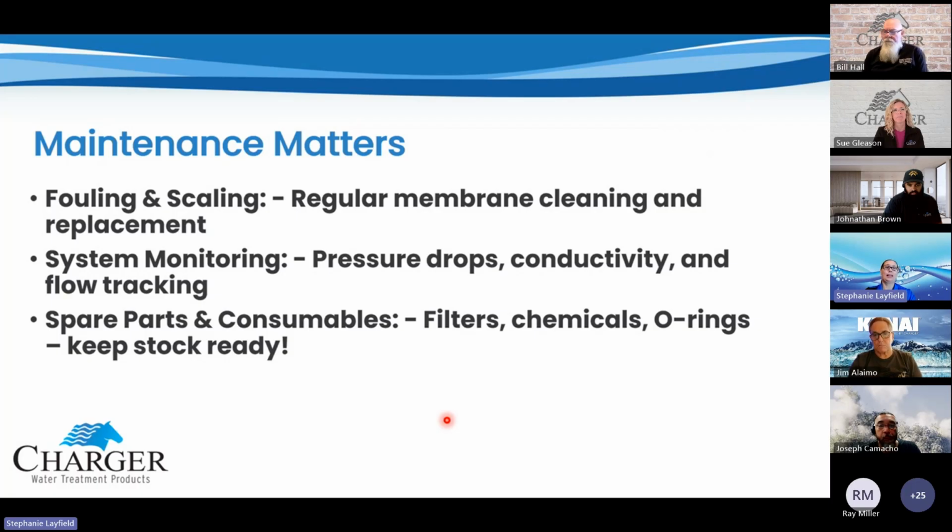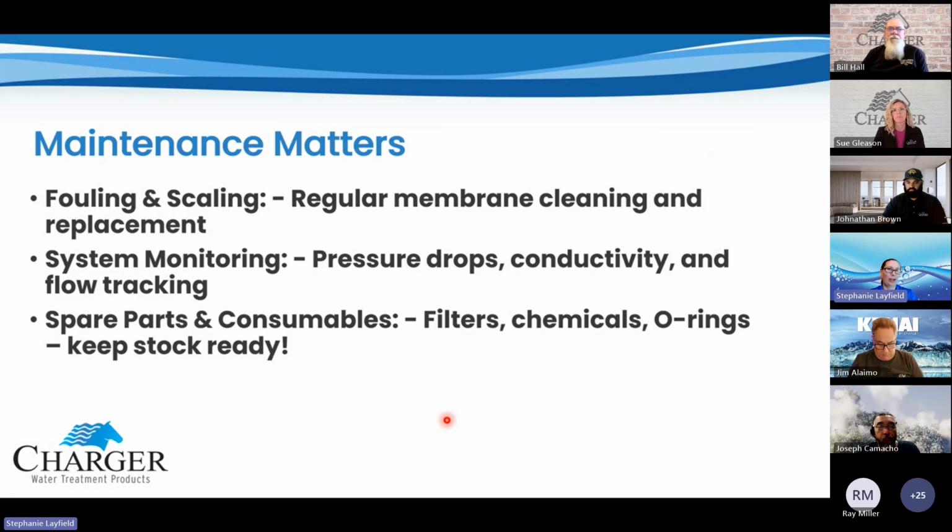We want to maintain these. So fouling or scaling, follow your supplier's guidance on that. Monitor any pressure drops, any conductivity bleed or bumps in that, and flow tracking. So if we're having to push more and more against it, there's more of a pressure drop through the system, but we're getting less and less permeate flow through it, that's going to indicate there's something wrong in there.